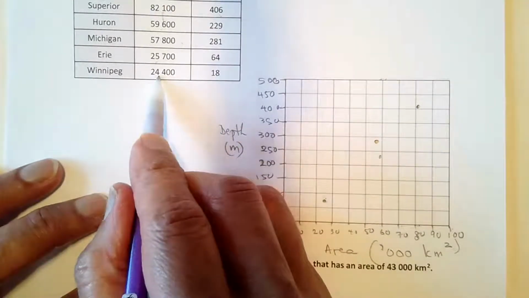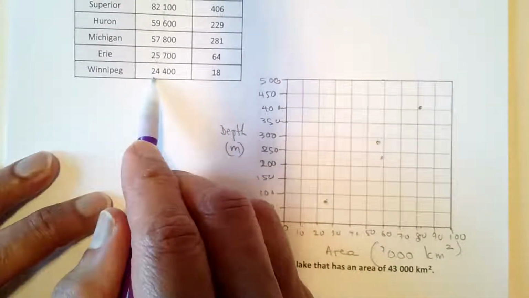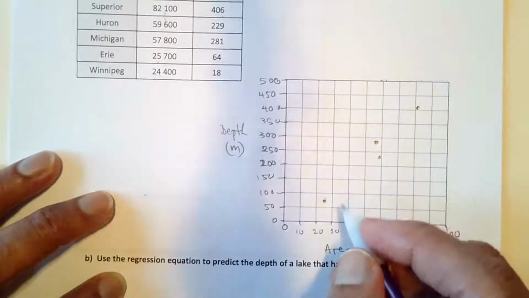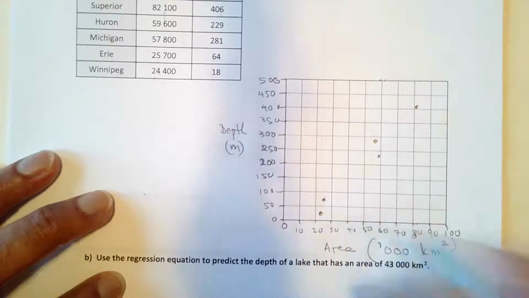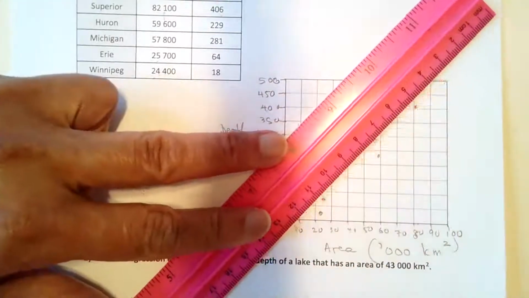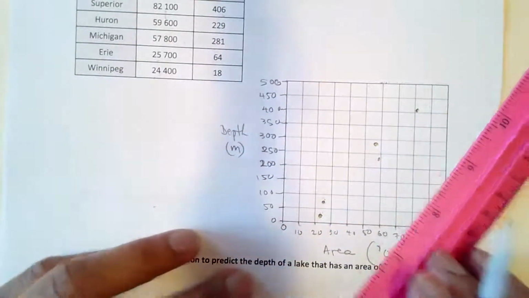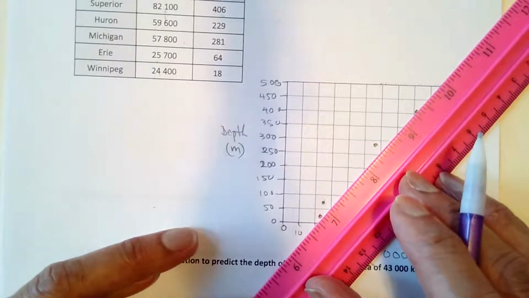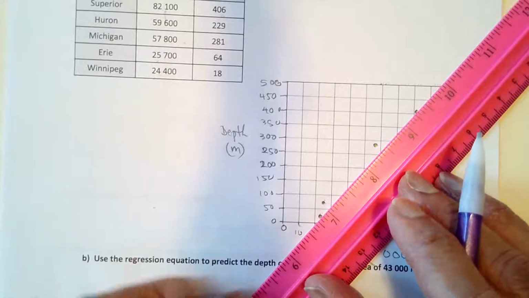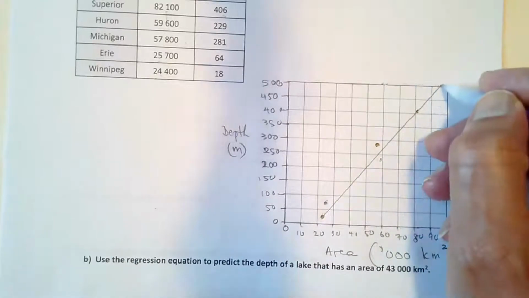And Lake Winnipeg, which is actually the smallest of the lakes indicated here, 24,400 square kilometers, so 24,000, and the depth of 18, which would be about here. Then I'll construct a line of best fit. So notice I have 1, 2, 3, 4, 5 set of data. So I'll try to go through as many as possible. So this would be here. So this is an approximation. It's a sketch.